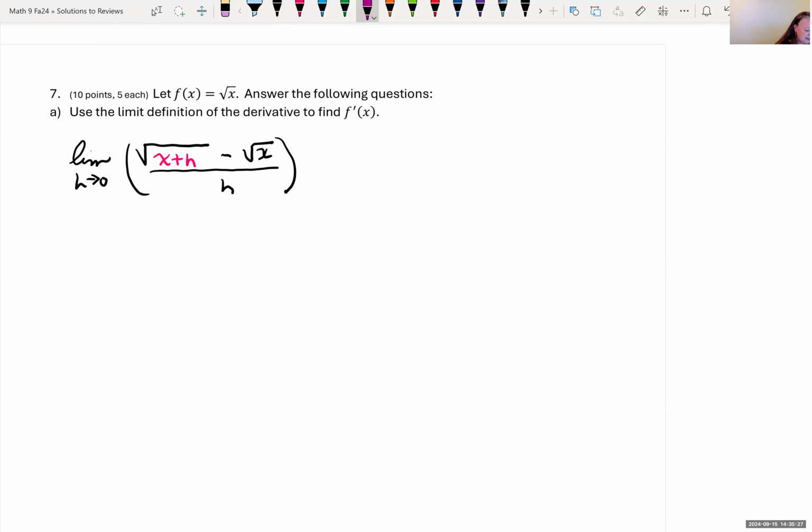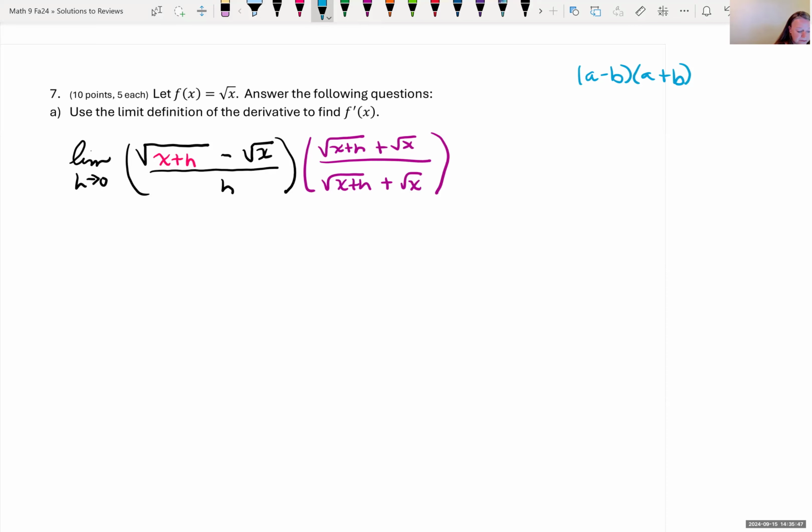We're going to multiply that fancy one. That fancy one is going to be the square root of x plus h plus the square root of x, all over the square root of x plus h plus the square root of x. I'm using the fact that if I multiply a difference, a minus b times a plus b, this is the difference of squares, a squared minus b squared. And that just helps me, so when I go through, I don't have to really distribute it.